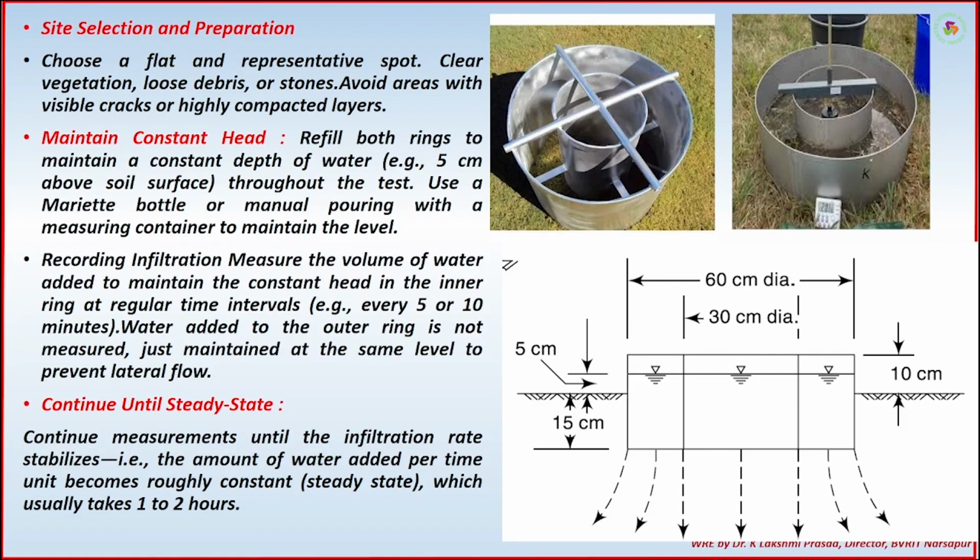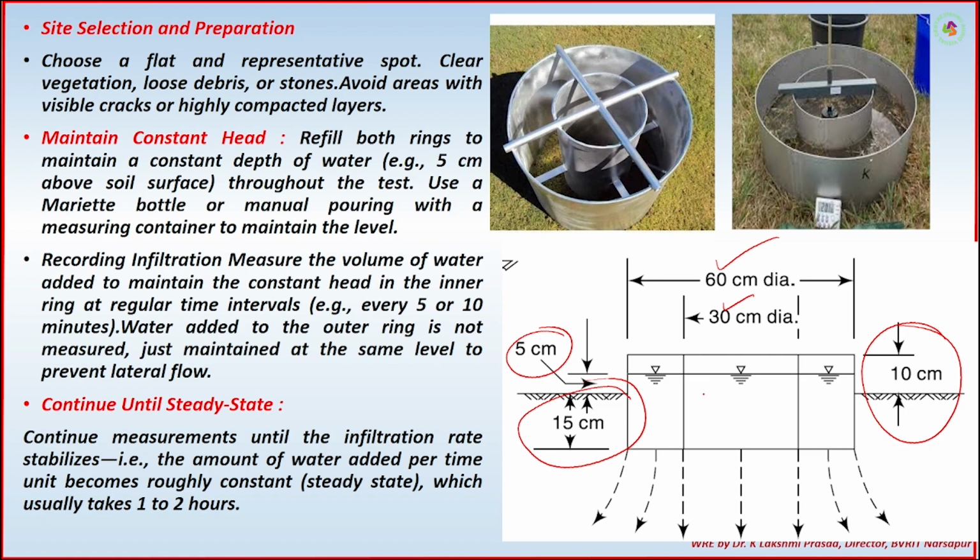So see how the double ring infiltrometers are. One is the inner cylinder, one the outer cylinder. They are pushed into the ground. Both are filled with water. So see the diameters, inner is 30, outer is 60. The depth is very less because with two cylinders it is very difficult to hammer into the ground. So that's why we have taken 15 centimeters inside and 10 centimeters outside.